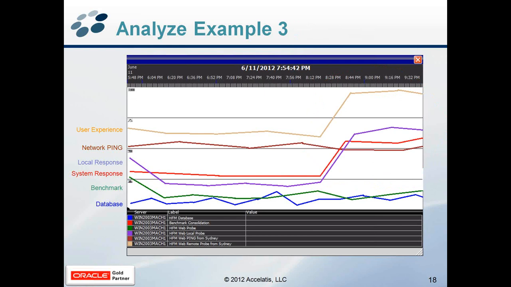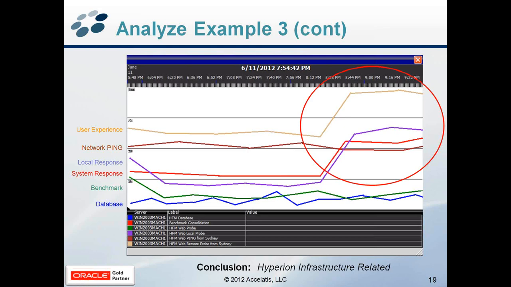And in our last example, we could see that our user experience is still poor from that remote location, but our network ping is stable. Well, look at this. Our system response and our local response have degraded in line. So a remote user is seeing the same thing in proportion that our local users are experiencing. From this graph, the conclusion that we would come to is that there's something in the Hyperion infrastructure that's amiss, because it doesn't matter whether you're in Tokyo or sitting right on top of the server, something has happened to performance. So in this case, you could very quickly say, no, we don't really need to involve our network infrastructure people. We can jump right into Hyperion.